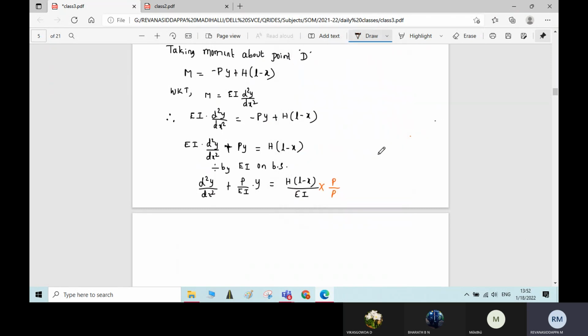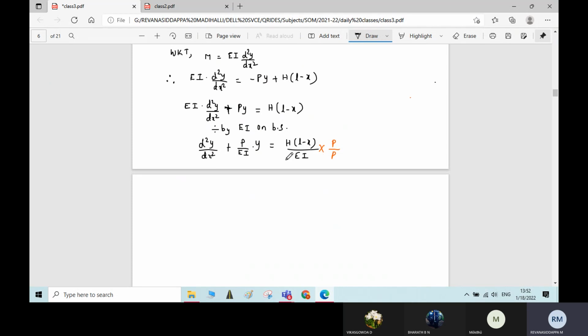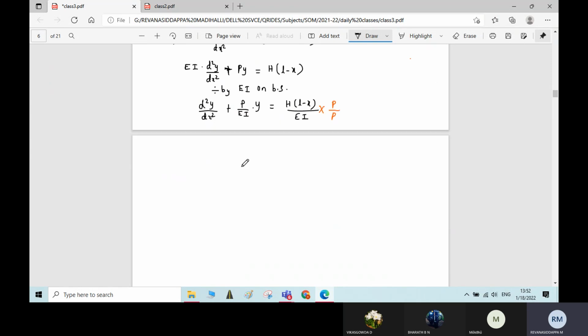If you simplify the equation in that manner, that is, whatever the coefficient of the y term you have in the LHS, if you get the same coefficient in the RHS, you can easily write the solution of the equation. That is why even in the previous derivation we multiplied and divided by p. Even in this derivation we have to do the same thing. So it becomes d square y by dx square plus p by EI into y is equal to p by EI into h into L minus x whole divided by p.